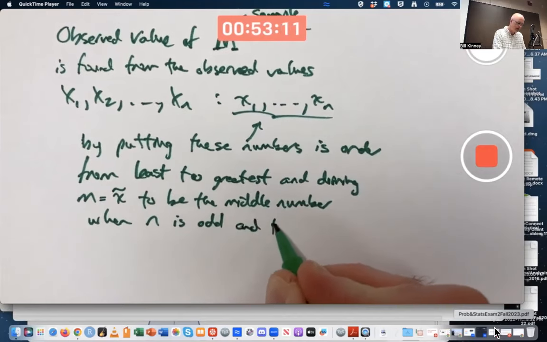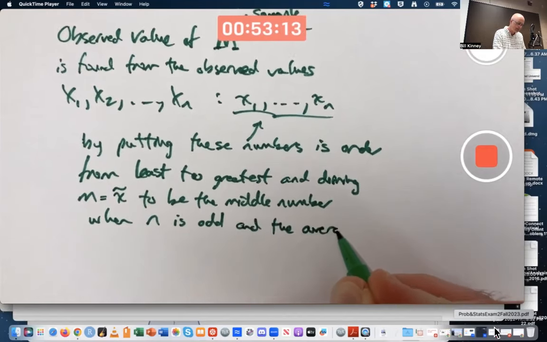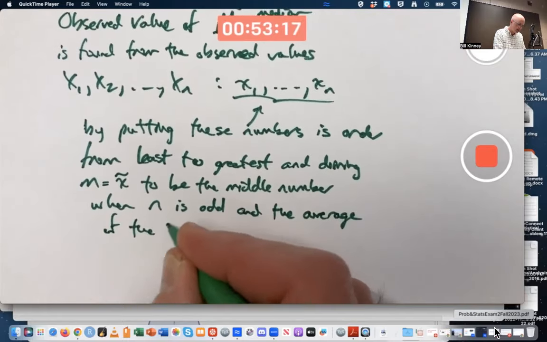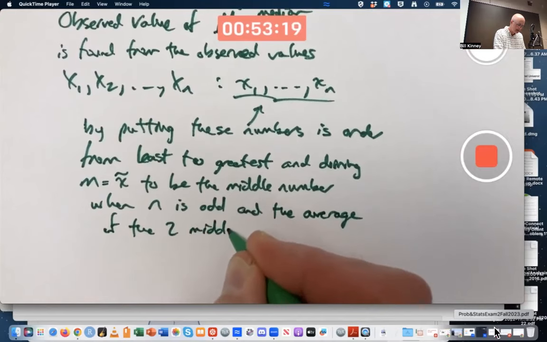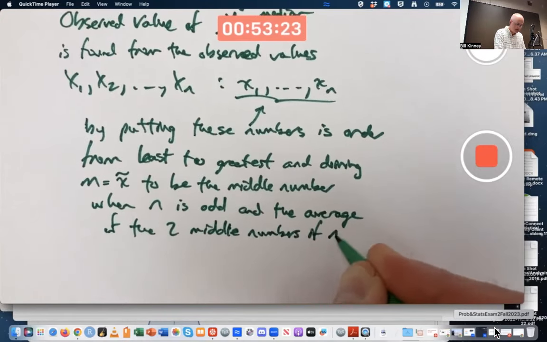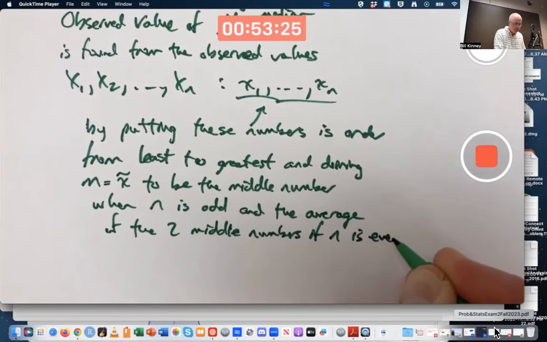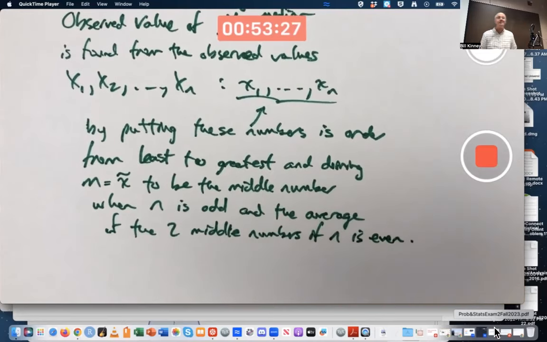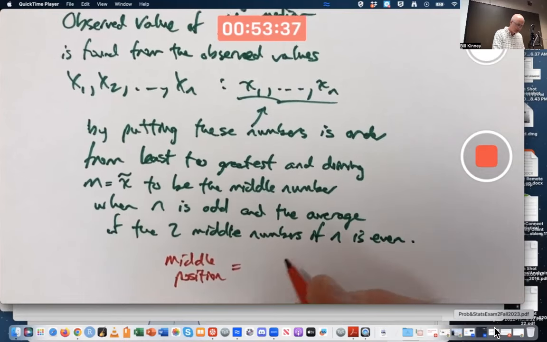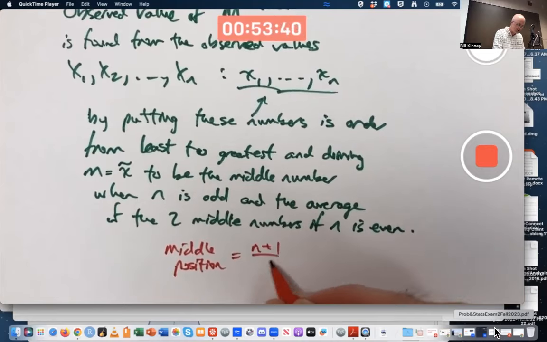And the arithmetic average of the two middle numbers, if n is even. That's a mouthful, but it's worth writing once. The middle position, so to speak, does have a formula. It's (n plus 1) over 2.